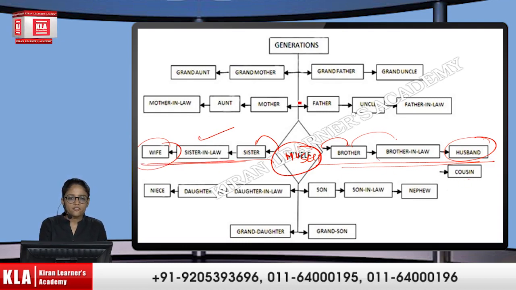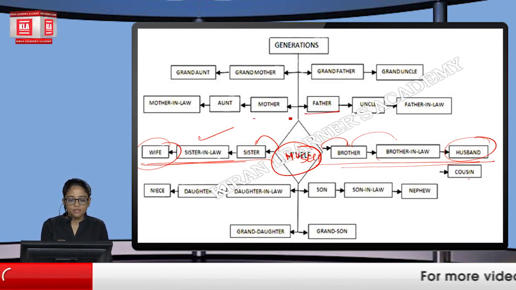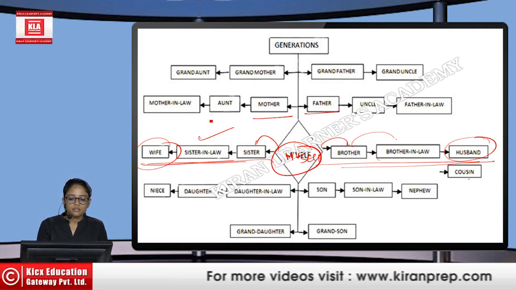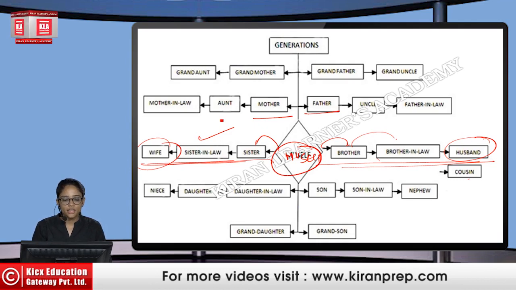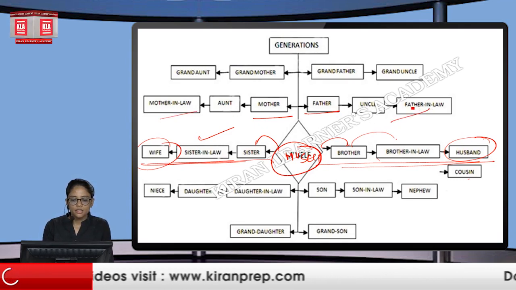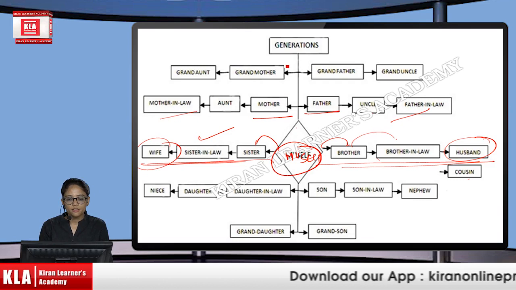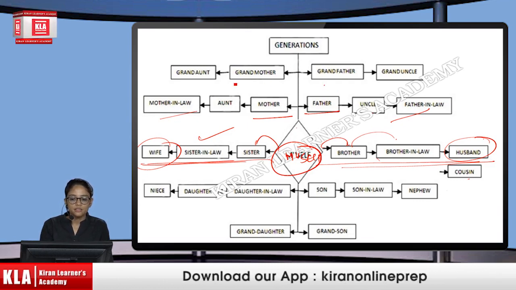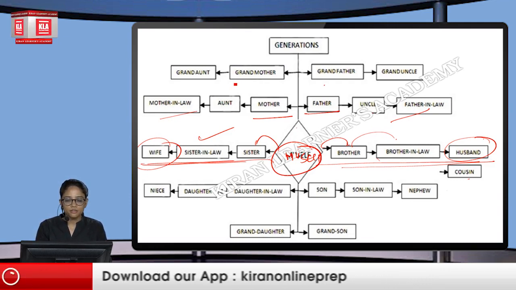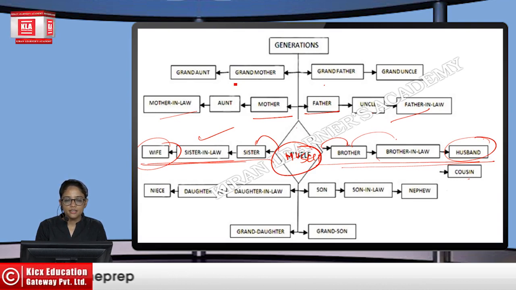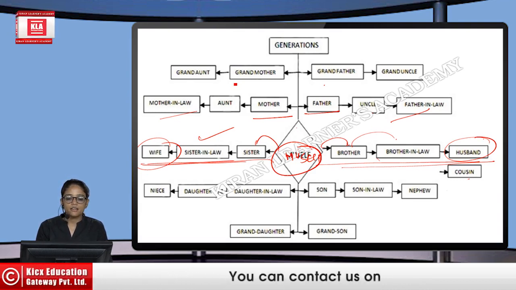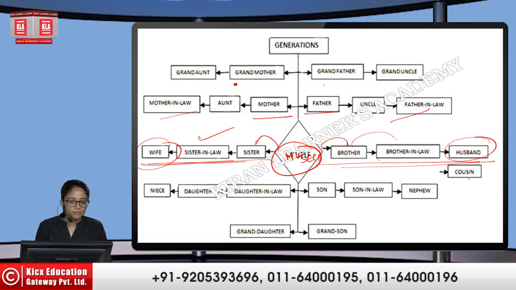Then if you go one generation above, you have your father or mother. Then you have uncle and aunt. Uncle and aunt means what? Your father or mother's brother and sister. Then you have father-in-law and mother-in-law. Then if you go one more generation above, you have grandfather, grandmother. Grandfather, grandmother means that you are talking about the father or mother's father and mother. And then comes the granduncle and grandaunt. That means they are the uncle and aunt of your father or mother.